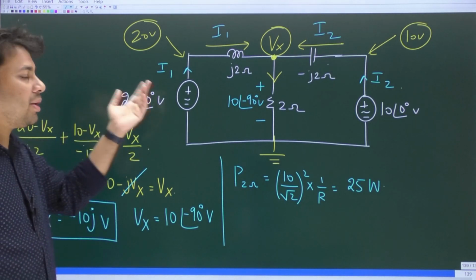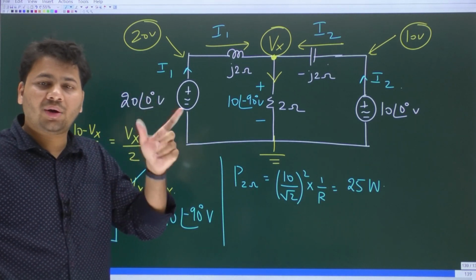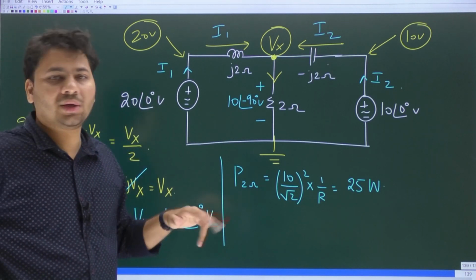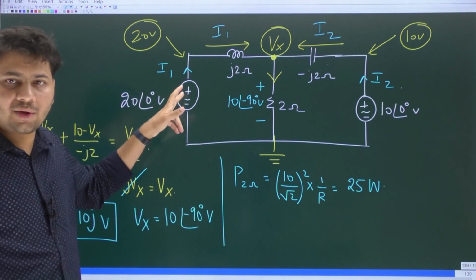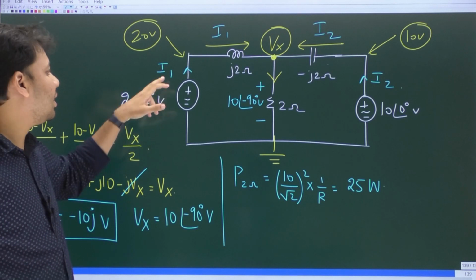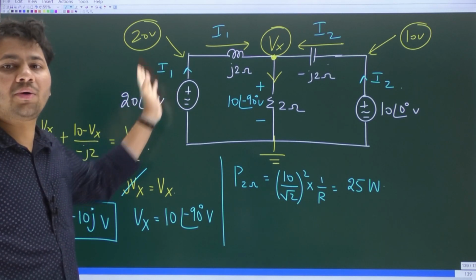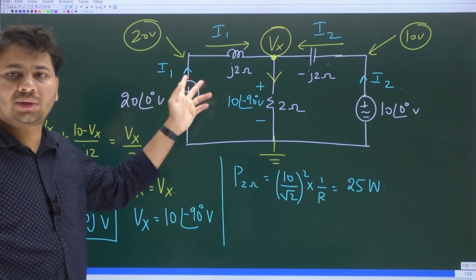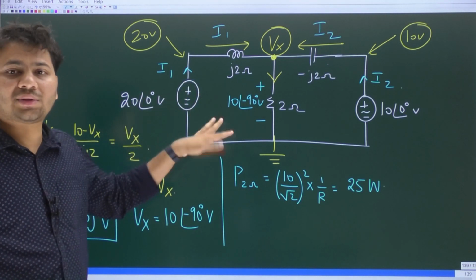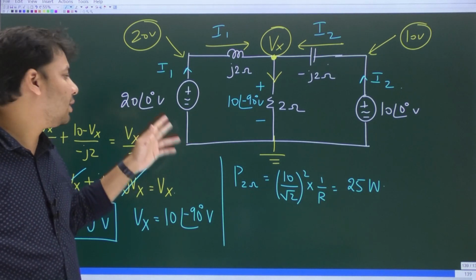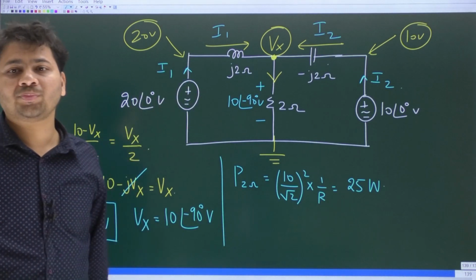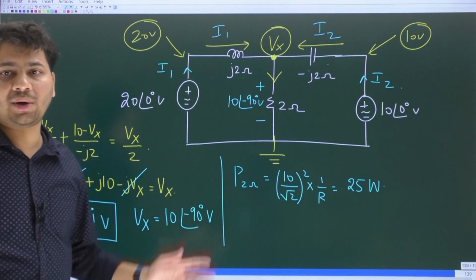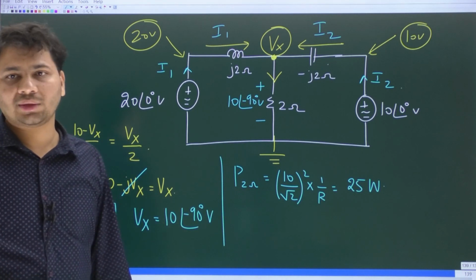Power absorbed by any element is voltage times current flowing into plus. So here, if you look at the direction of I1, is it flowing into plus or out of plus? I1 is flowing out of plus. If you multiply voltage with this I1, you will get the power supplied. But if you want the power absorbed, you should multiply the voltage with minus I1.